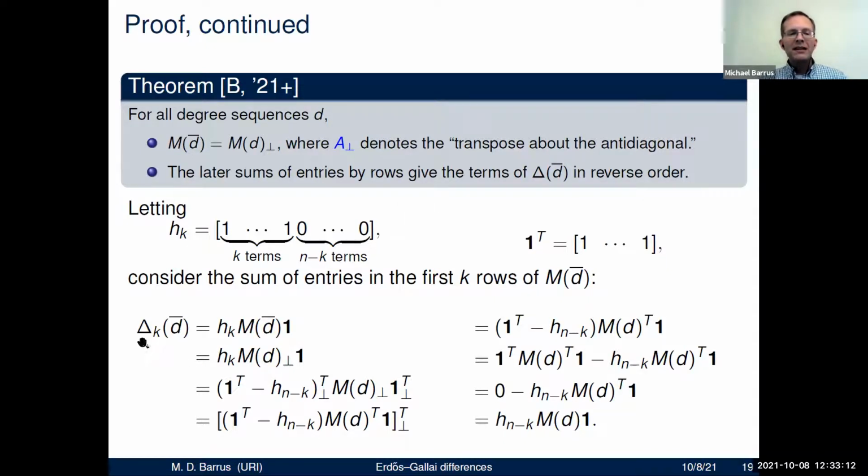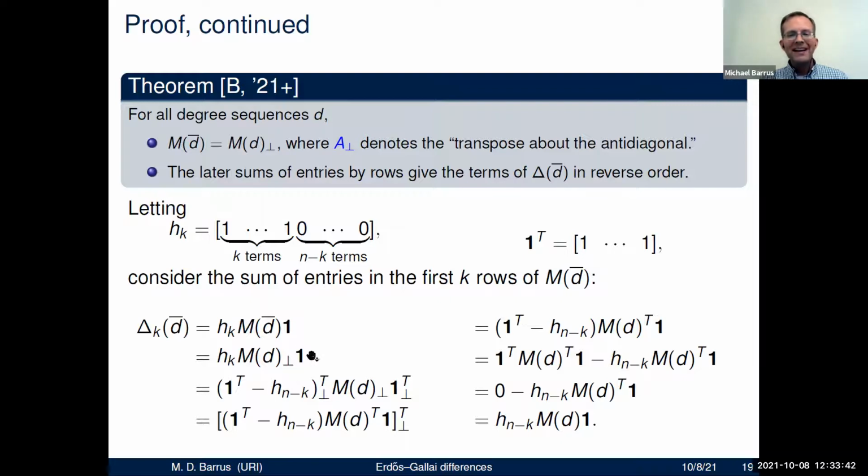I'll point out that the sum of the first k rows of M of D bar, that's what we get if we take this vector h_k, which is a row vector with k ones and the rest of the terms are 0. We multiply on the left by that row vector and on the right by the all ones vector. That will just sum the entries in the first k rows. And then if I use what I know about the anti-transpose, I can get M of D in there instead of M of D bar.